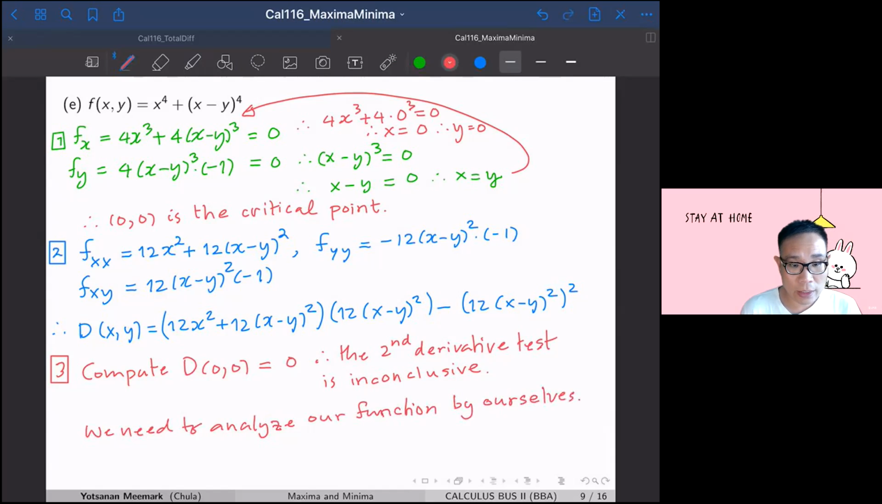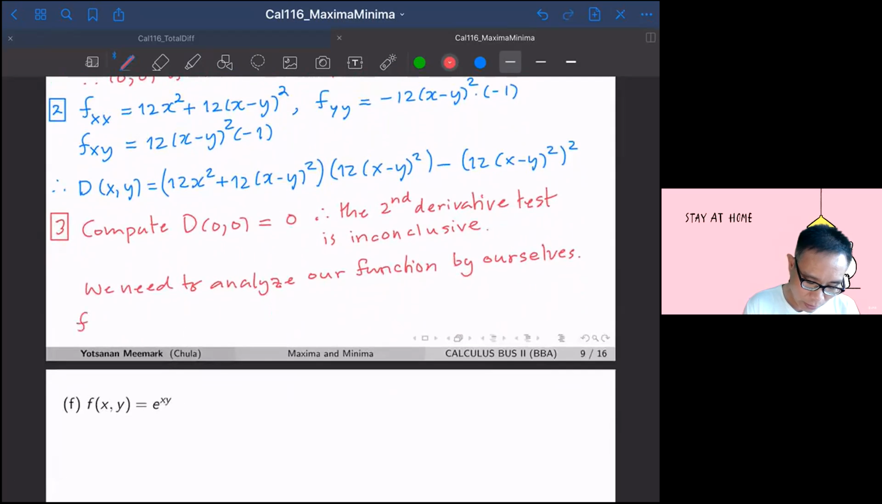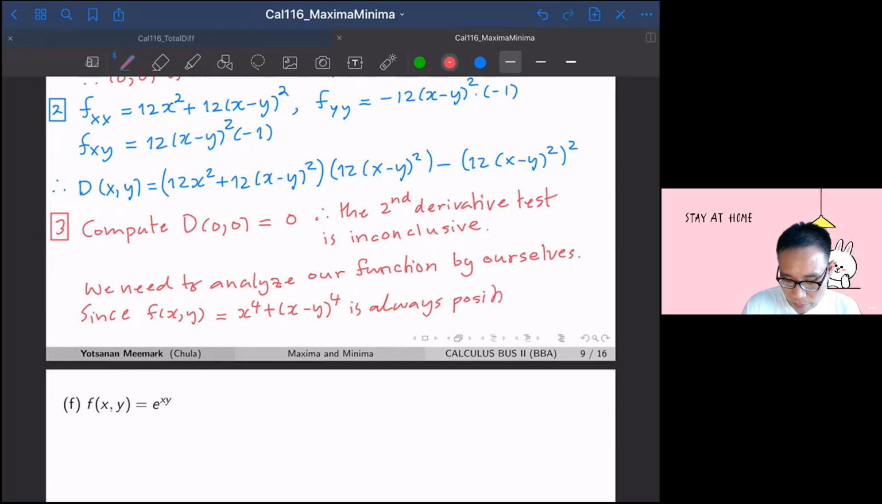Okay, so we need to analyze our function by ourselves. So you take a look at your function. You have f(x,y). Since f(x,y) is given by x to the fourth plus (x minus y) to the fourth, this is always positive, or 0. And if it is 0, then f(0,0) equals 0.